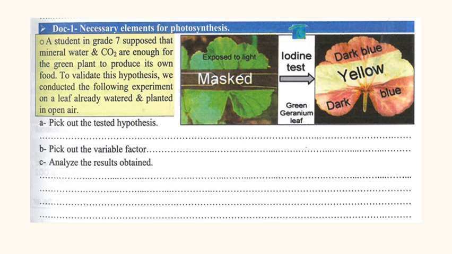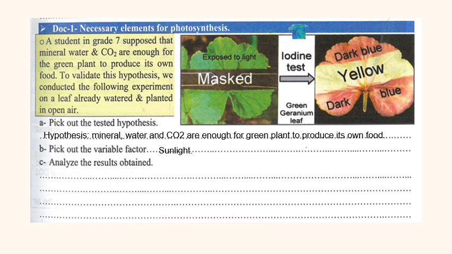Pick out the tested hypothesis. We have to write hypothesis: minerals, water, and CO2 are enough for a green plant to produce its own food. Pick out the variable factor. It's the sunlight here in this experiment.